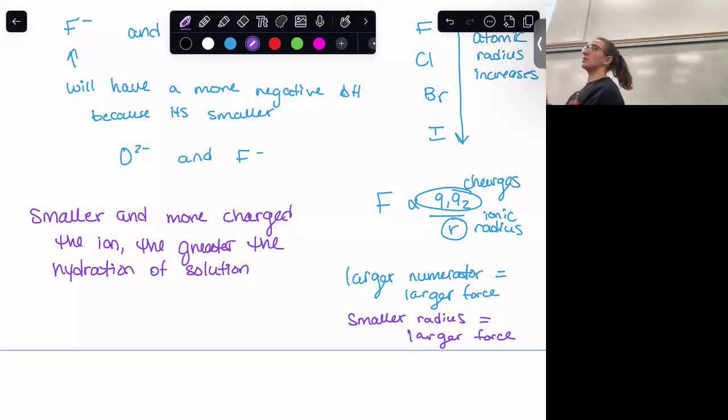Right, and this is because you have more atoms that can fit around that circle, right? The bigger it is, that means you have to spread them out around it. But now you can get closer together, your atoms can get closer together, and you can have more attraction between the solute and the solvent. And it all boils down to Coulomb's law in terms of charge and radius.